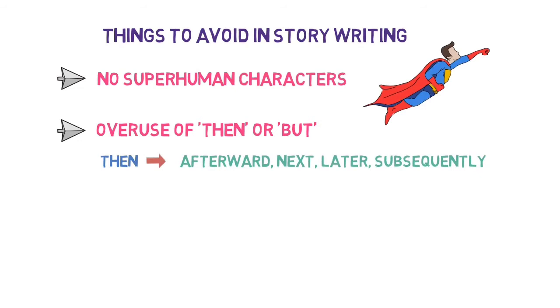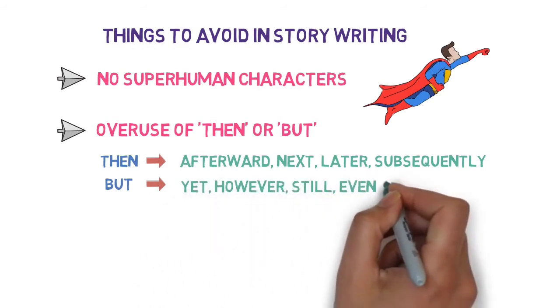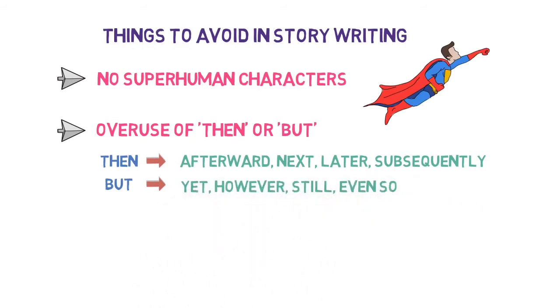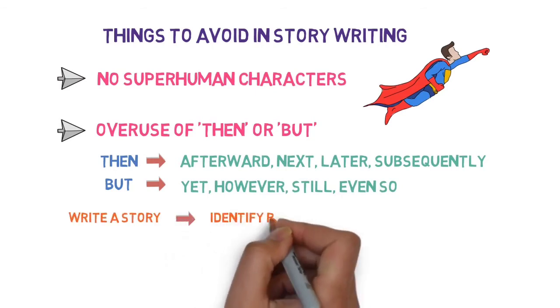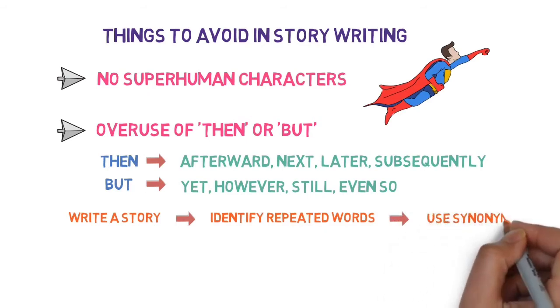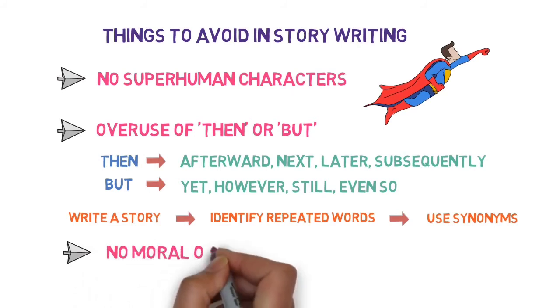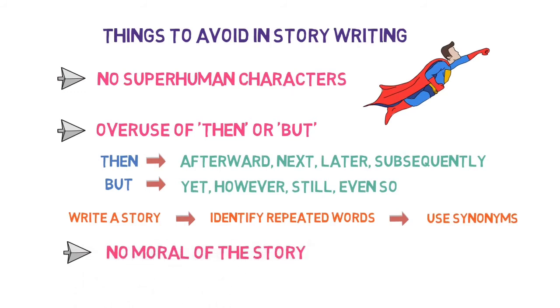Words like then, afterward, next, later should be used. And also but, after, yet, however, still, even so. By using this kind of words, it can be an interesting story. And when you write a story, identify repeated words and use synonyms, okay.